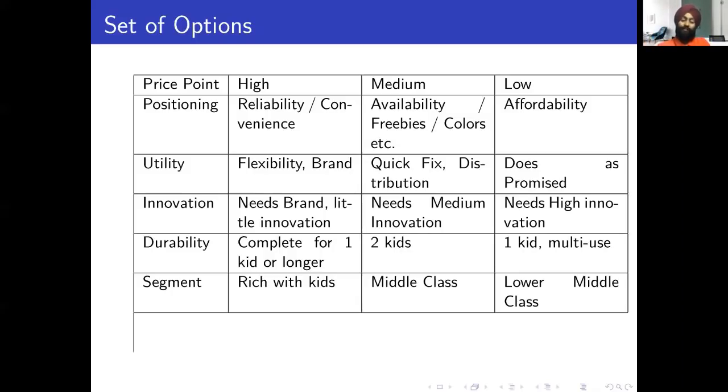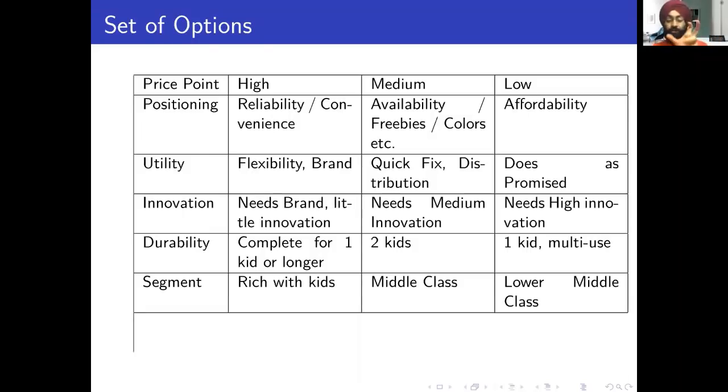So let's just take this one at a time. Take a moment. You can also read the table. I'll also take you through it. If your price point is high, right, then your positioning has to be a strong brand that gives reliability, that gives a lot of convenience, right? Because you're targeting a market that is very rich, right? You need to give them a lot more convenience.